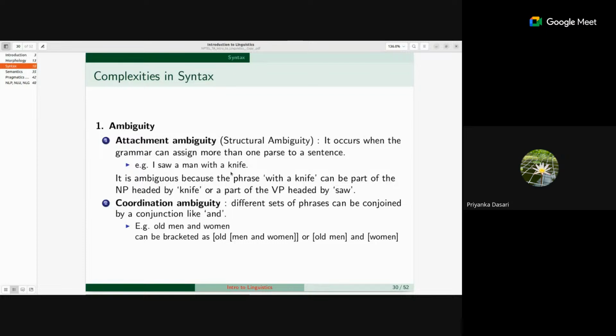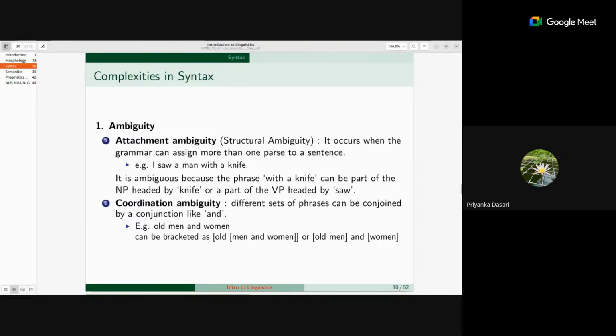One is ambiguity. It is of two types. Attachment ambiguity, also known as structural ambiguity, occurs when a grammar can assign more than one parse to a sentence. Example: "I saw a man with a knife." This can have two interpretations: I saw a man with a knife, holding the knife in my hand while seeing a man, or I saw a man who is holding the knife. This is one kind of structural ambiguity.